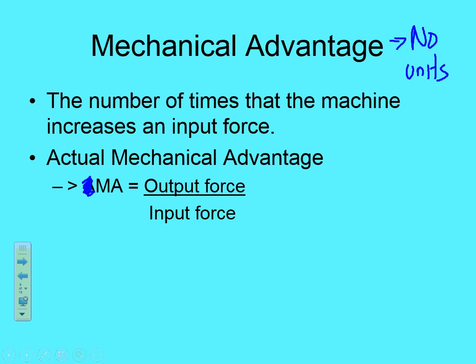Well, what's the unit for force? Newtons. Newtons divided by newtons cancel out. So when we talk about mechanical advantage, it is equal to output force divided by input force. Mechanical advantage, force out divided by force in. Or if you wanted to do this, machine divided by the person. So that's mechanical advantage.